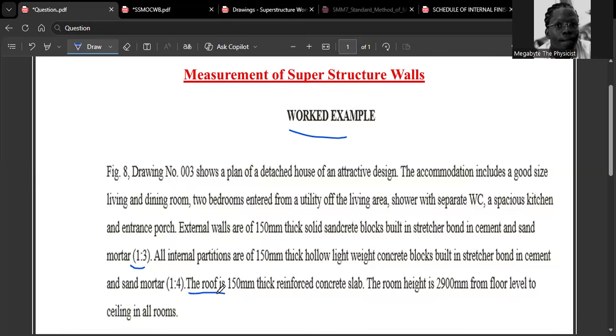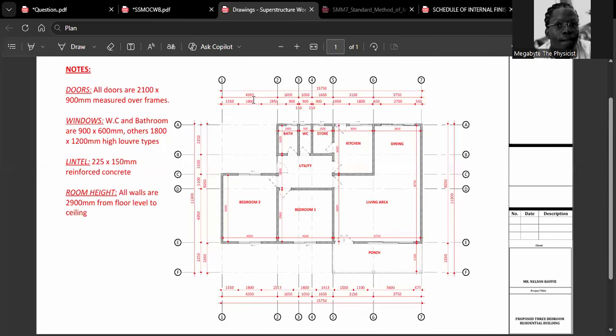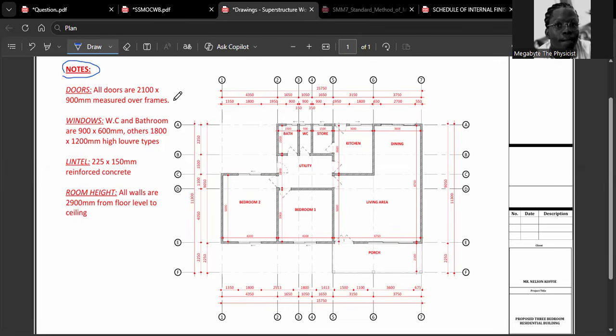Take note that the roof is 150 mm thick reinforced concrete slab. The room height is 2,900 mm from floor level to ceiling in all rooms. So over here is the drawing we are talking about in the question. Okay. And if you look closely over here, you can see that there is a note. And this note has some form of specification.